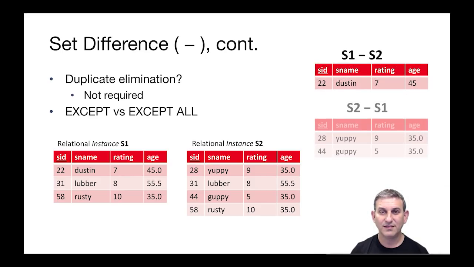Yes, indeed. S2 minus S1, doing it the other way around, is something else. It's Yuppie and Guppy. All right, so notice that set difference is not commutative. It's different depending on the order you do it in. So that's a very important thing to keep in mind. Union and intersection, by contrast, were commutative.